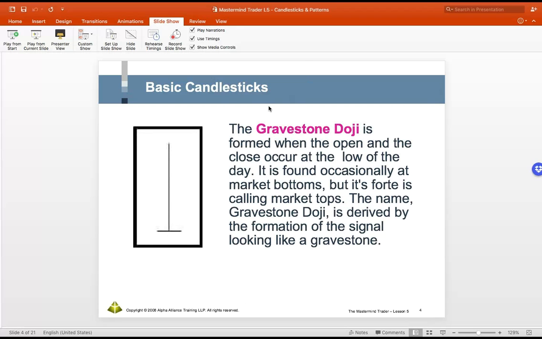The next candle is what we call a gravestone doji, which we also cover at the bottom. A gravestone doji happens when the open and close occur at the low of the day. The open, close and low are the same price, and it is usually found at a market top. Prior to this candle, usually the candles are up. There will be a few up candles before this candle, and after that it comes down.